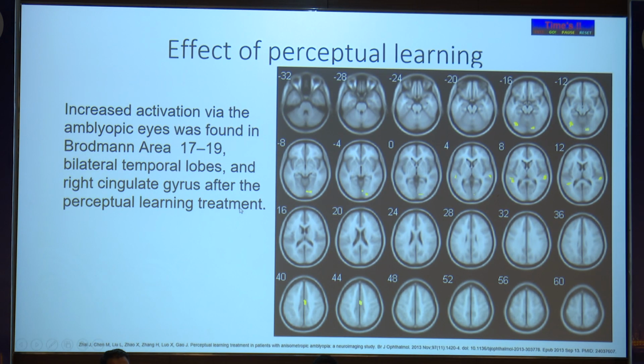And they have even studied the effect of perceptual learning by doing a sequential functional MRI. They identified increased activation in the amblyopic area, found in Brodmann areas 17 and 19, the bilateral temporal lobes, and the right cingulate gyrus after perceptual learning treatment. You can see there is an increase in the uptake after perceptual learning.